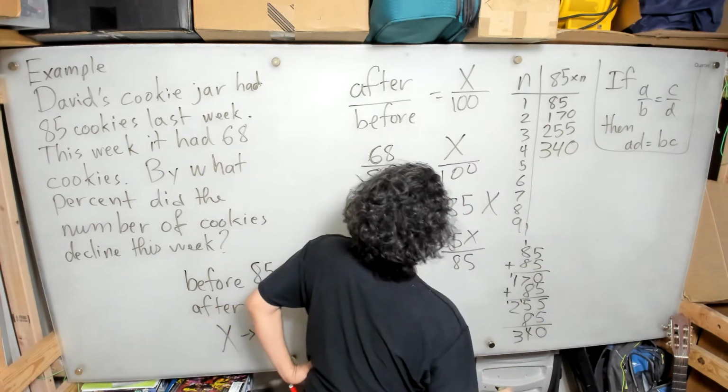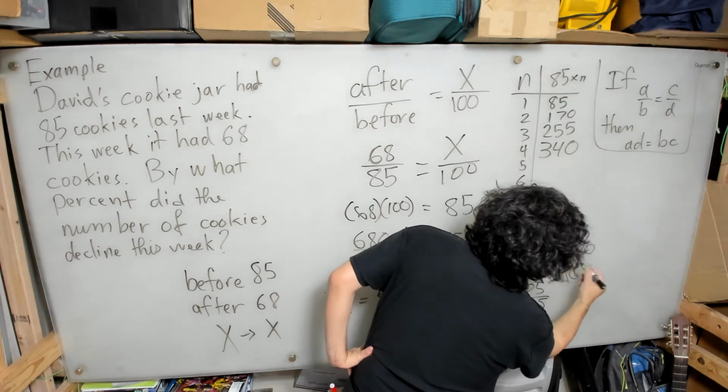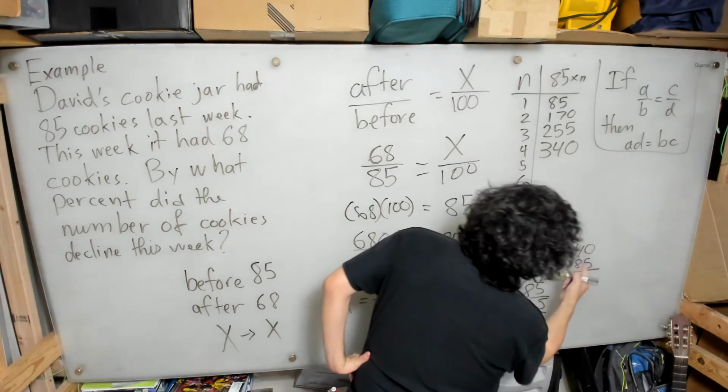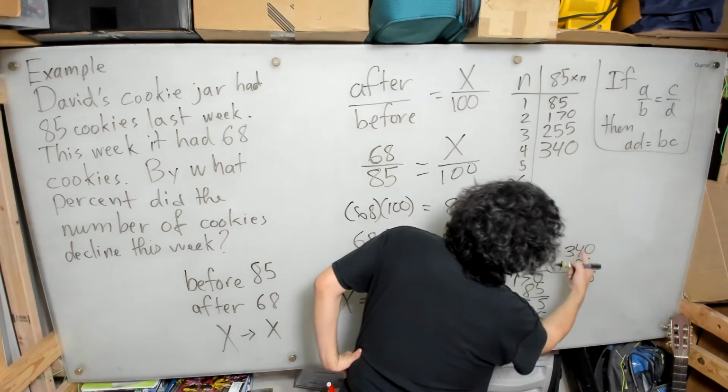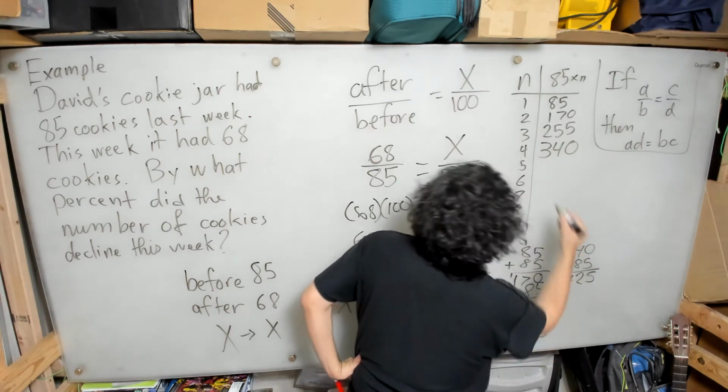Then I add 85 again. So 340 plus 85. Okay? 0 plus 5 is 5. 4 plus 8 is 12. I bring down the 2, carry the 1. 1 plus 3 is 4. So that's 425.